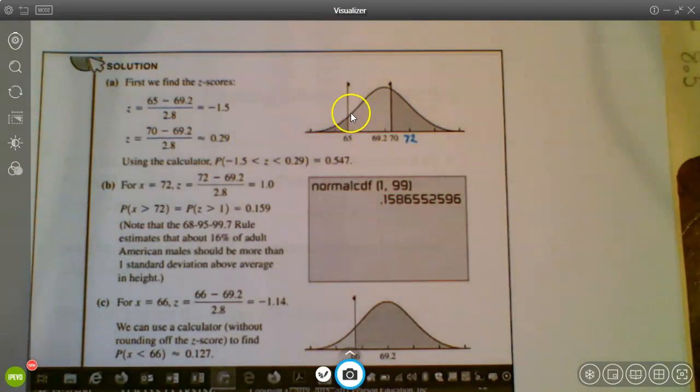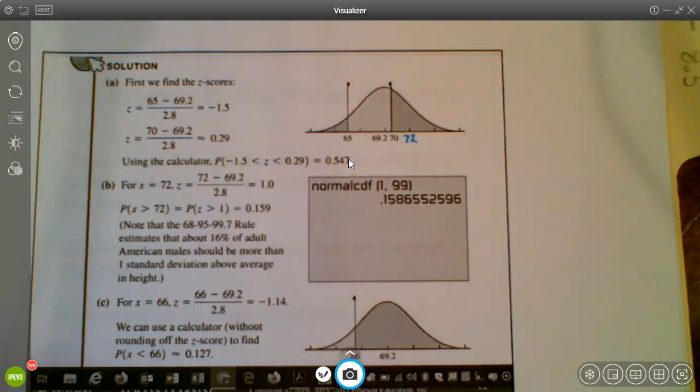So that then represents this light gray area that you see under the curve. And so they're saying, okay, so what we're trying to find is the probability of anything that is 1.5 units below the mean to 0.29 units above the mean. Right? That's the area or the probability that we're trying to come up with.